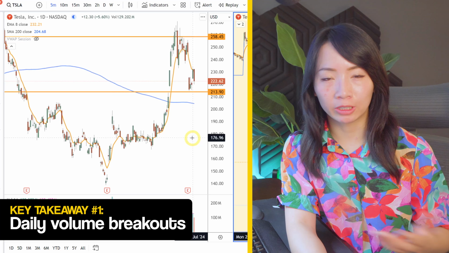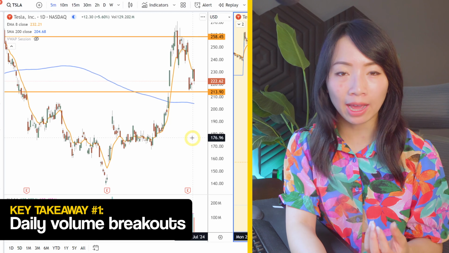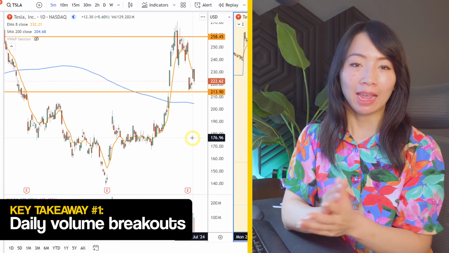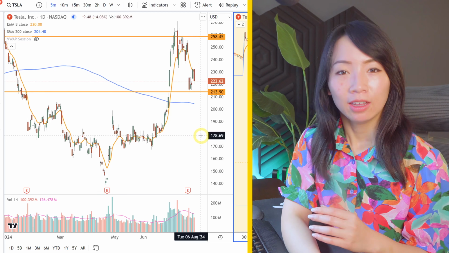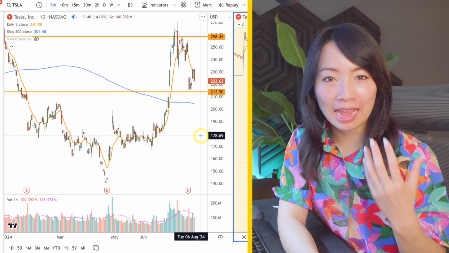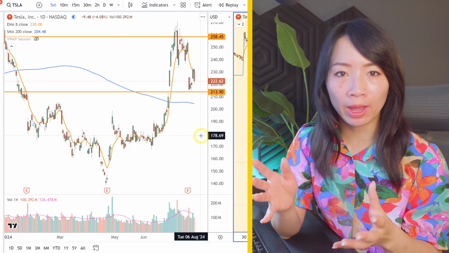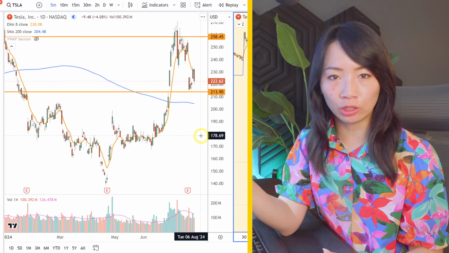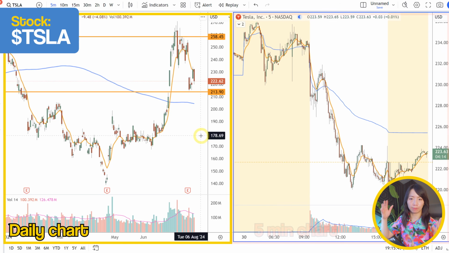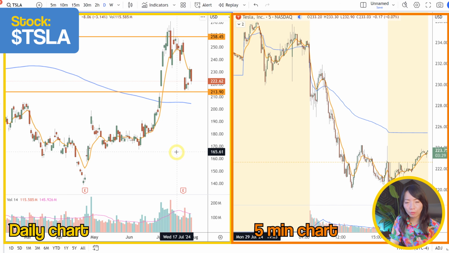Okay, first and foremost, let's talk about relative volume breakout on the daily chart. And this can be applied for both day trading and swing trading. In general, I always start analyzing volume the same way as I analyze the candlestick charts. I always start from the daily chart in order to see the bigger picture. And I would say for this key takeaway number 1, this relates more to large cap stocks.